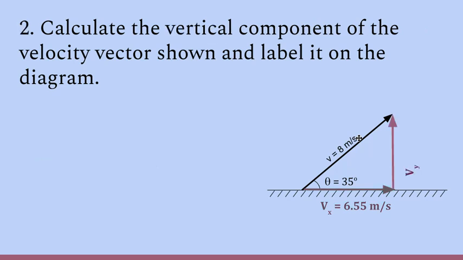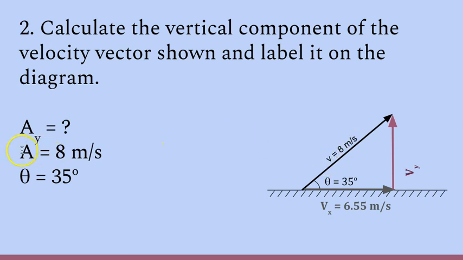For question 2, we're going to calculate the vertical component of the velocity vector shown and label it on the diagram. We're doing basically the same thing, just using a different formula. We're going to be using the formula for Vy, or the vertical component. So instead of Ax, I'm solving for Ay. But the vector is still the same.